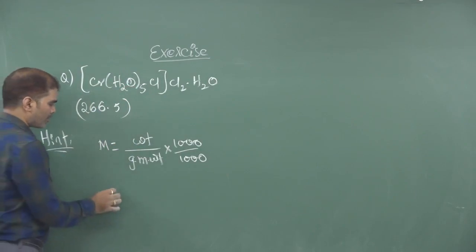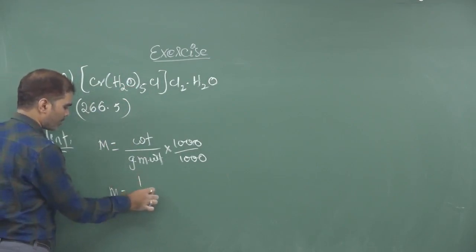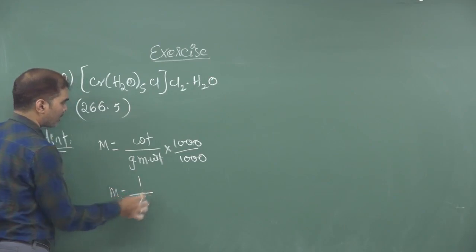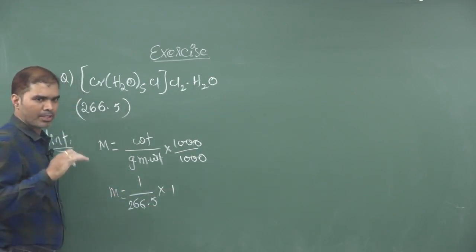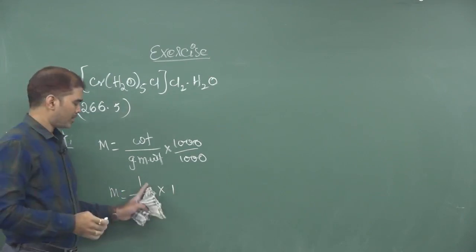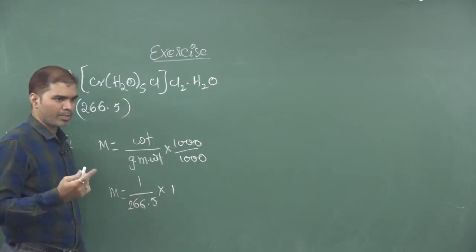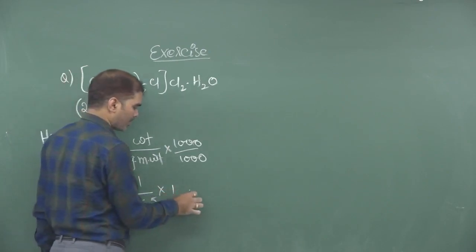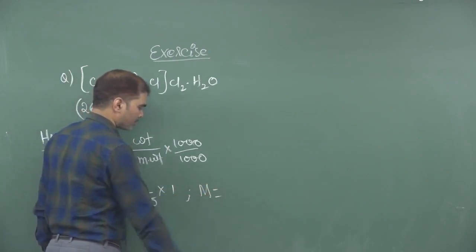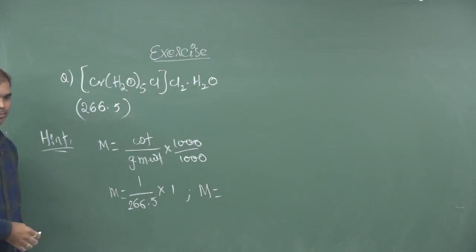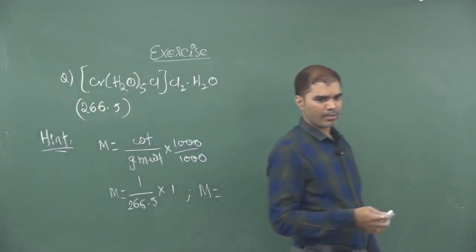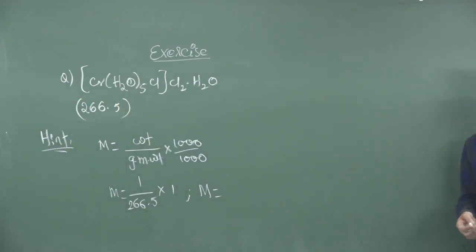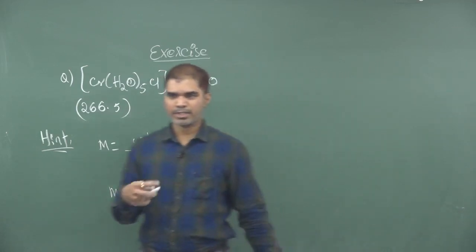What is the concentration of our complex? Weight by gram molecular weight into 1000 by 1000, because it is being prepared for 1 liter. So 1 by 266.5. How much did you get? Can you calculate? It is almost 0.0037.